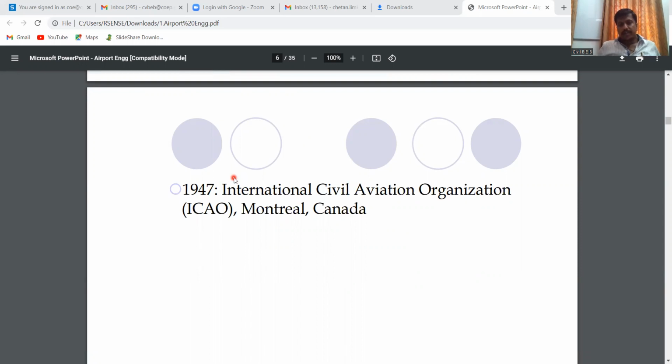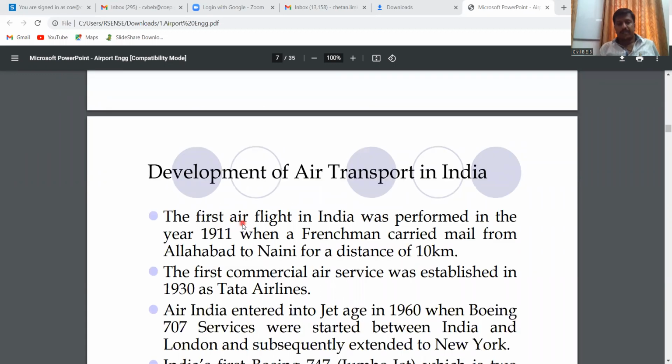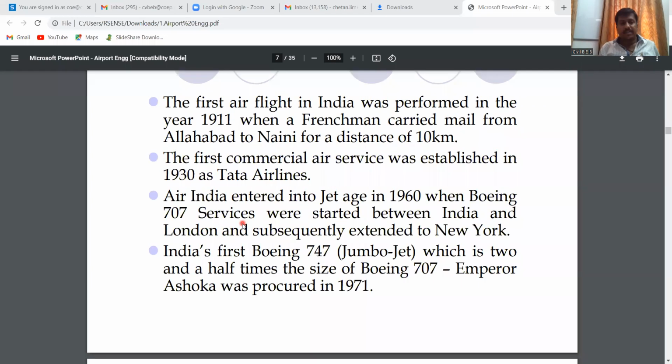Okay, so International Civil Aviation Organization, ICAO, is one of the centralized units we have in the world, which controls and monitors the civil aviation work. Then, as far as our country is concerned, we have the Airport Authority of India. In our country, we have Airport Authority of India.